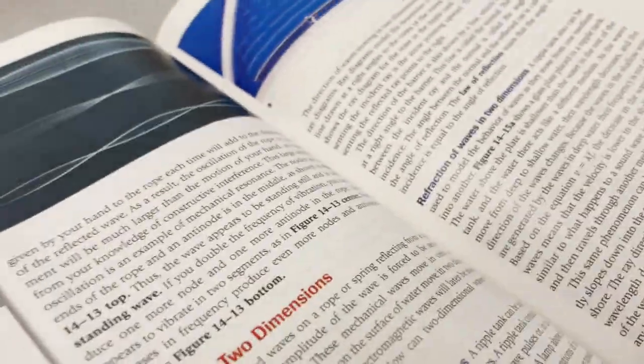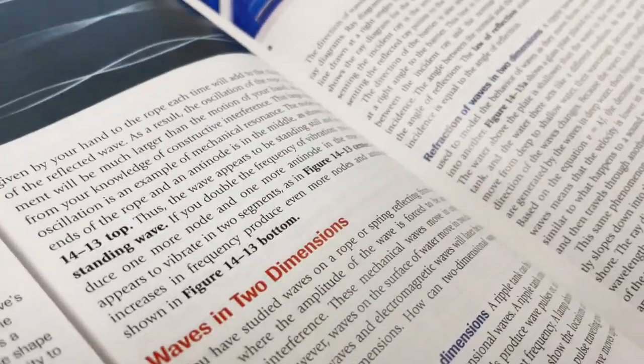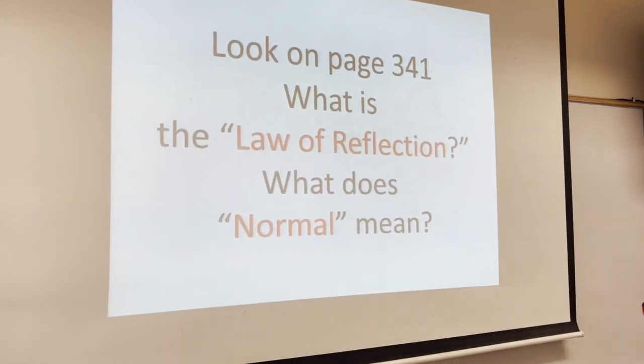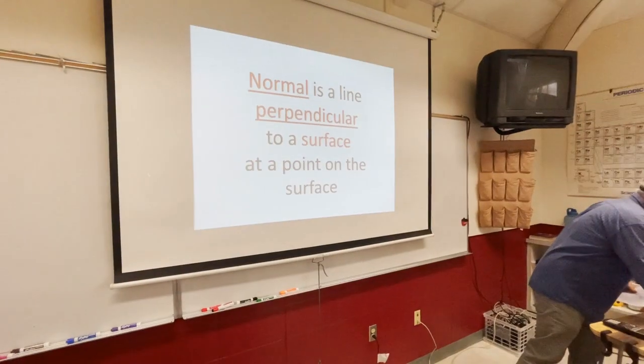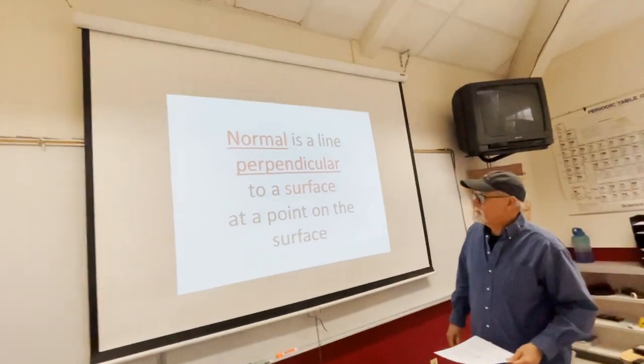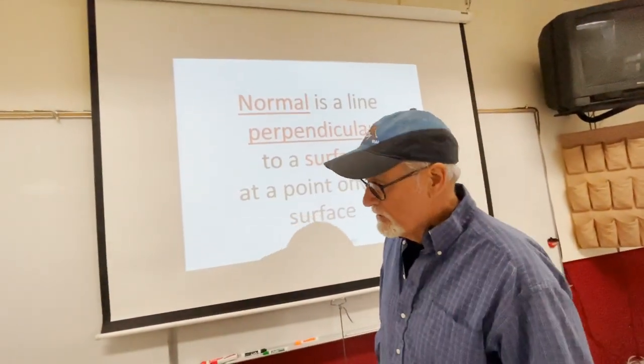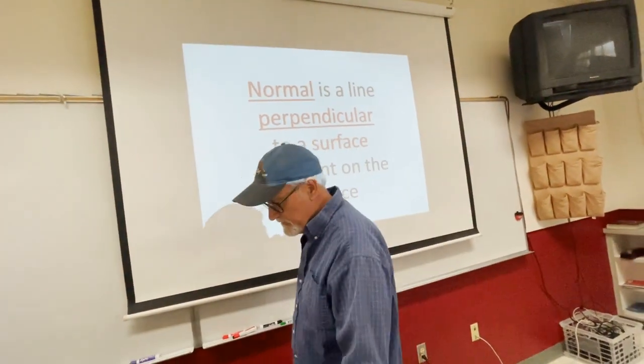Now, what does normal mean? Well, you know what? Let's ignore the book for a moment. Normal is a line perpendicular to a surface at a point on the surface. So our normal, we have perpendicular.